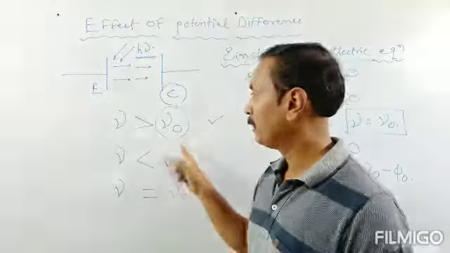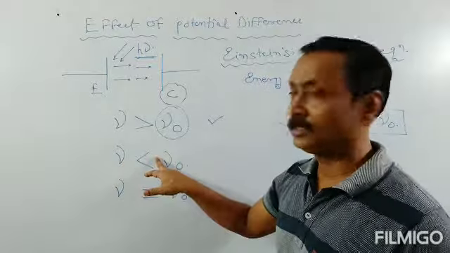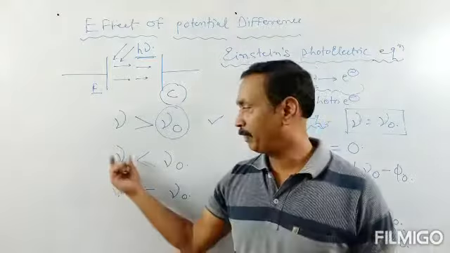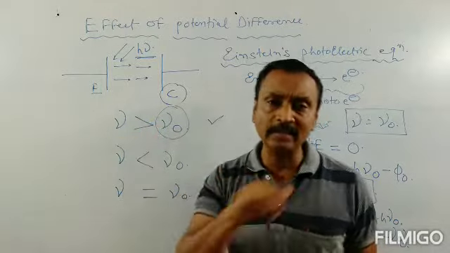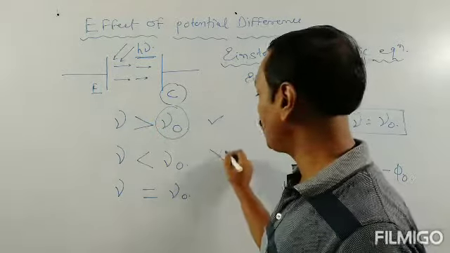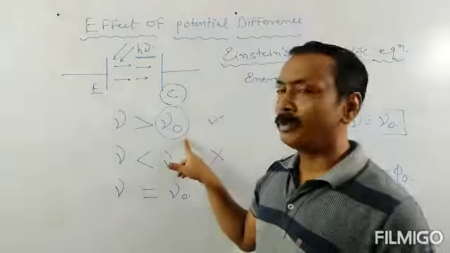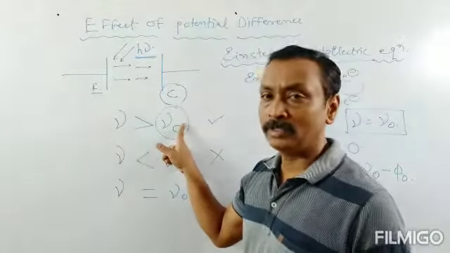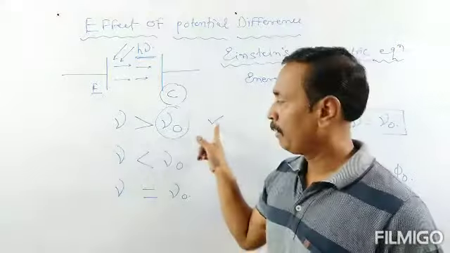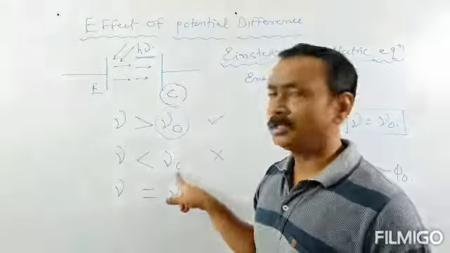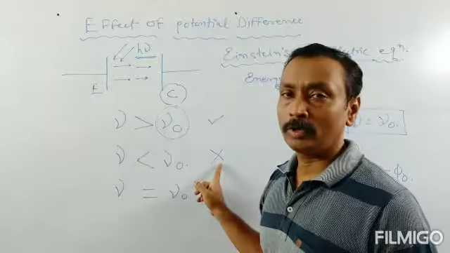In the second case, the reverse of this, nu is less than nu 0, the threshold frequency. If the frequency is below the minimum threshold frequency, there is no chance of photoelectric current. This is the second condition. In the first condition, above the threshold frequency, naturally the photoelectric current appears. Below the threshold frequency, no photoelectric current appears, or the photoelectron is not emitted.